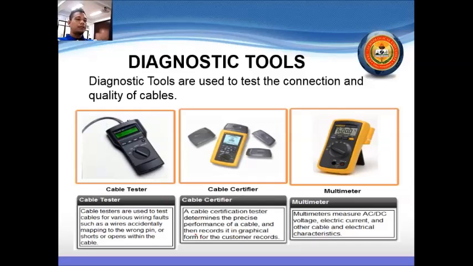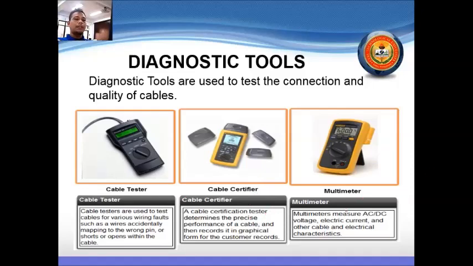Cable certifier. A cable certification tester determines the precise performance of a cable and then records its graphical form for the customer record. So, the cable certifier certifies that our cable has quality. It will also tell you the strength of the cable, its length, and its continuity or connection, and it records that in a graphical way so the customers can see it.